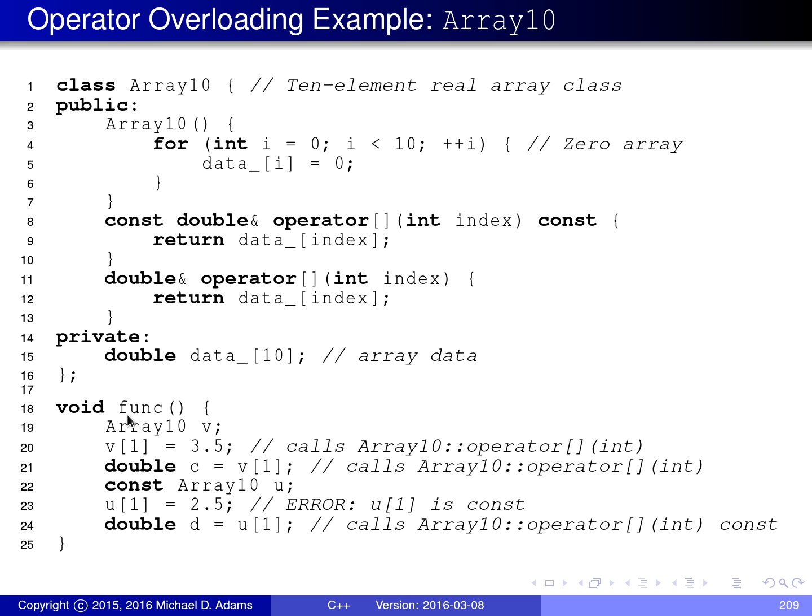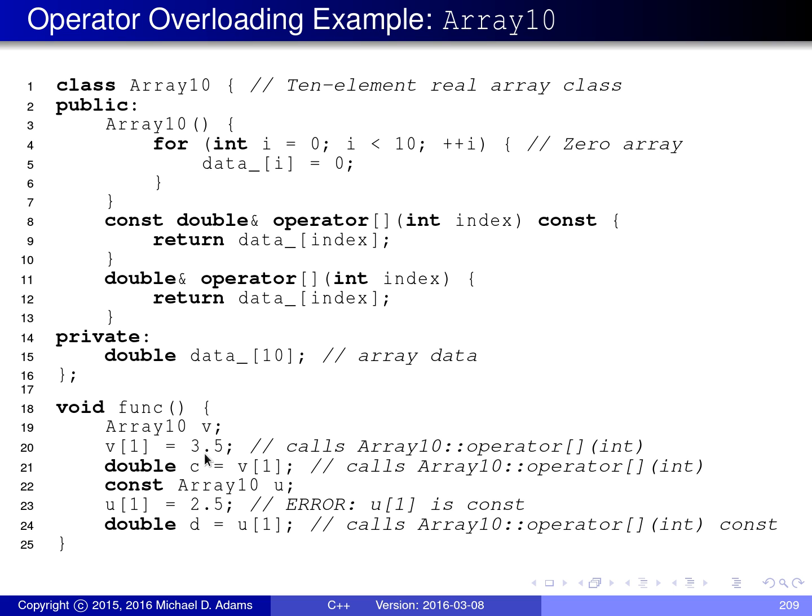So if I go down and look at this code below, this function func that's using the class, I can make some additional comments on overloading. Inside this function, we create an array10 object called v, and then we want to index into this array v and change the second element in the array. Remember, the elements number from 0, so 1 is actually the second element in the array. And we want to set that second element equal to 3.5.